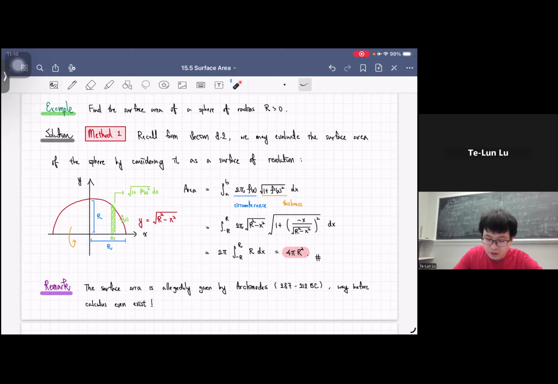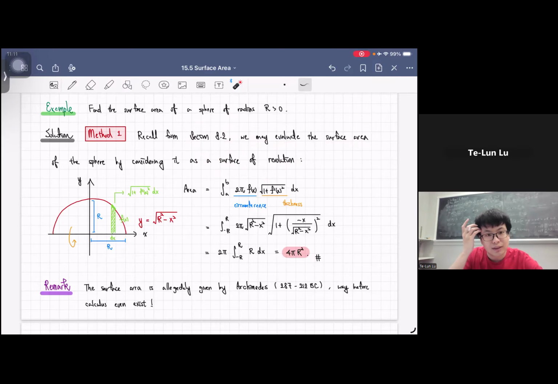So method one is actually a formula from the previous section. We should already know this from calculus 1 or pre-calculus, I'm not sure. So the precise section is section 8.2. We have the so-called surface area formula for the surface of revolution. So in this section, we have considered surfaces which are not surfaces of revolution. It is a surface of a graph, and this is a very particular type of surface of revolution.